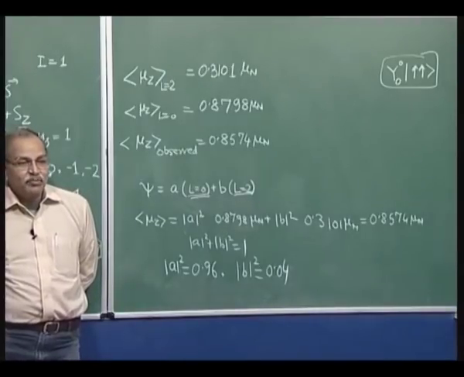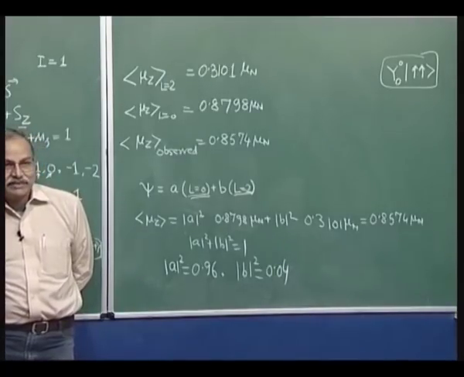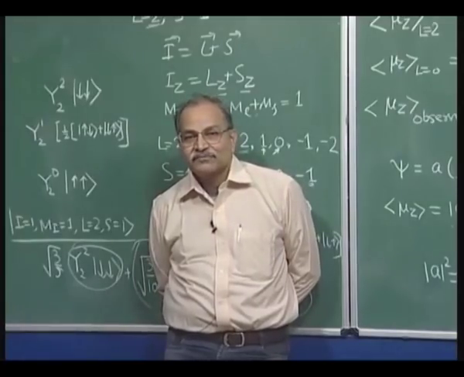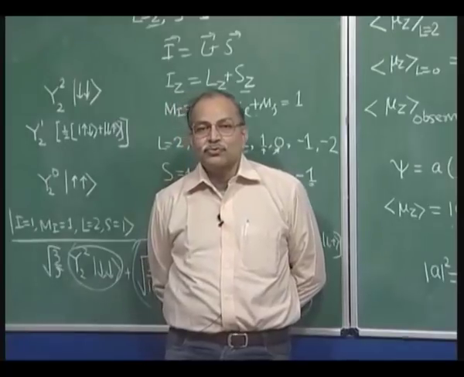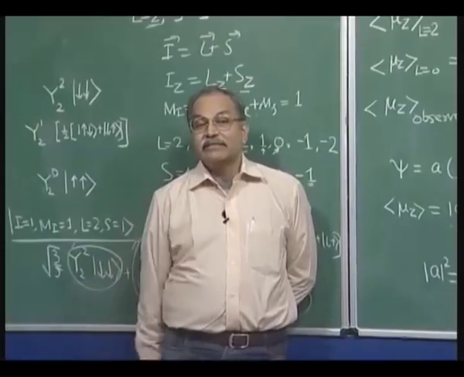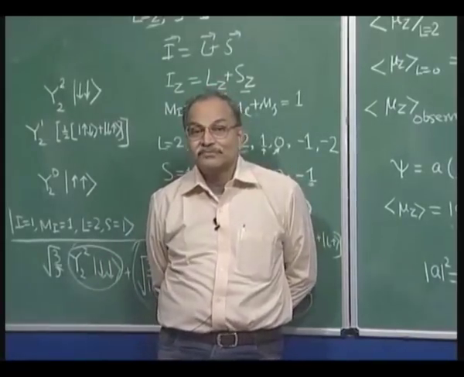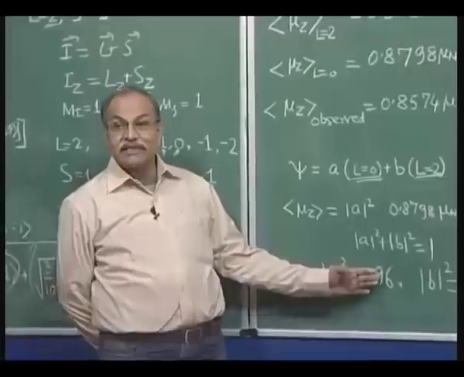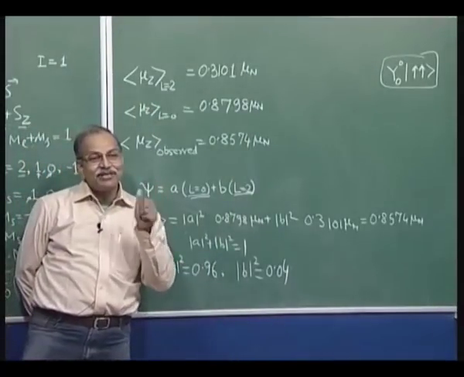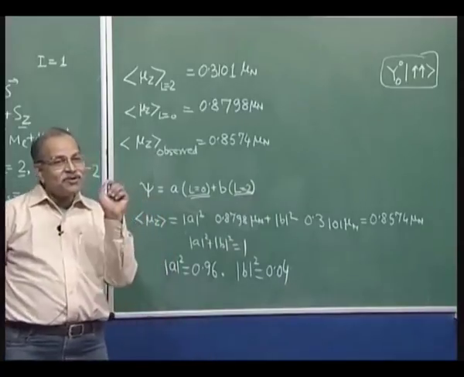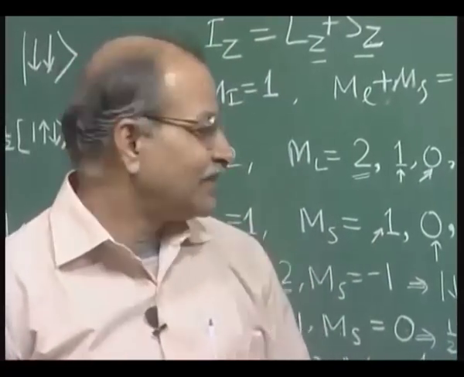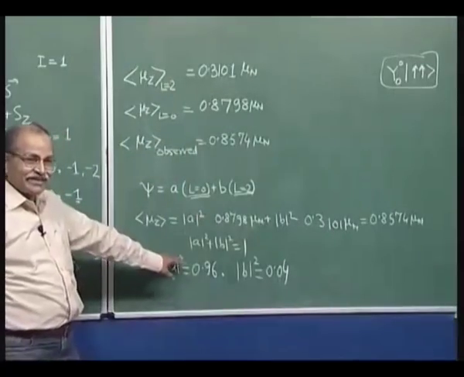So, the observed magnetic moment suggests that the ground state wave function of the deuteron corresponds to two orbital angular momentum quantum numbers existing simultaneously, L equal to 0 and L equal to 2. L equal to 0 is 96% and there is a 4% admixture of L equal to 2. So, the small non-central part has to be there. 96% is still this.